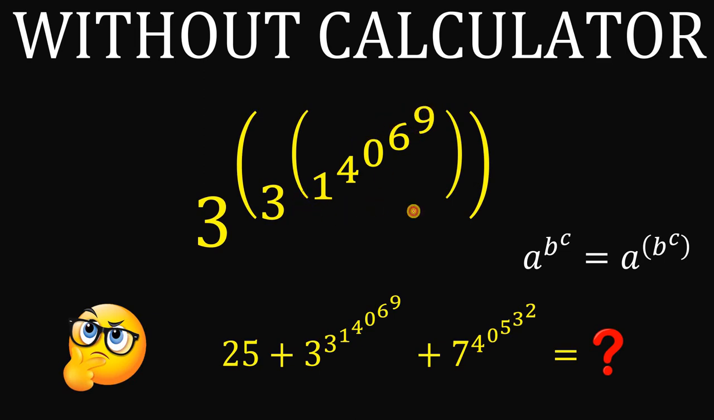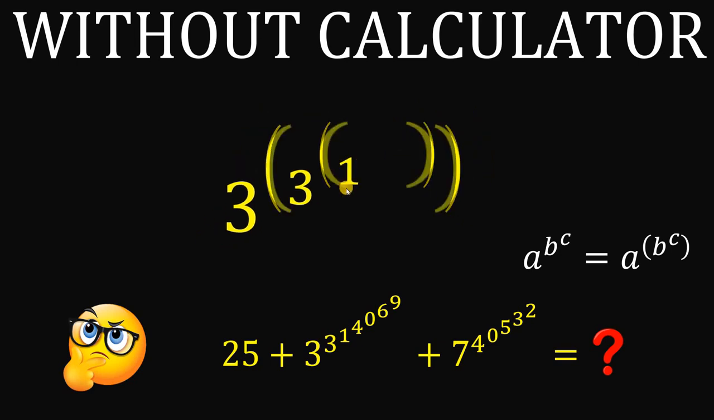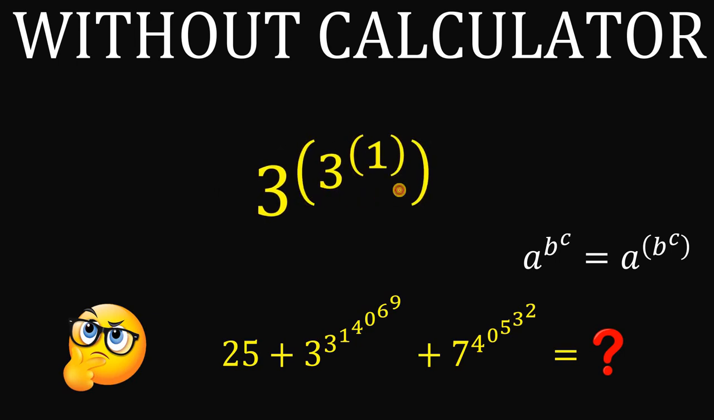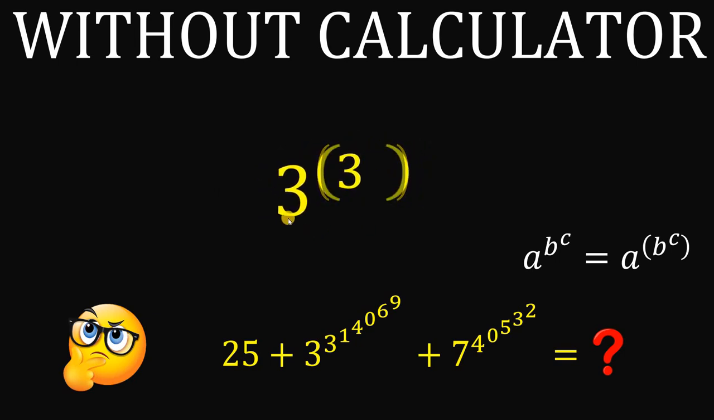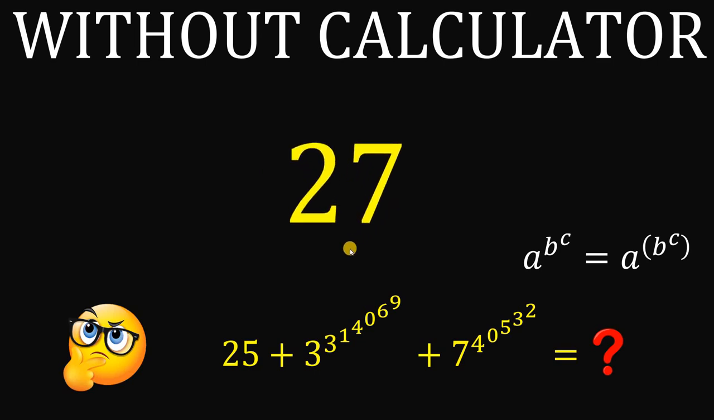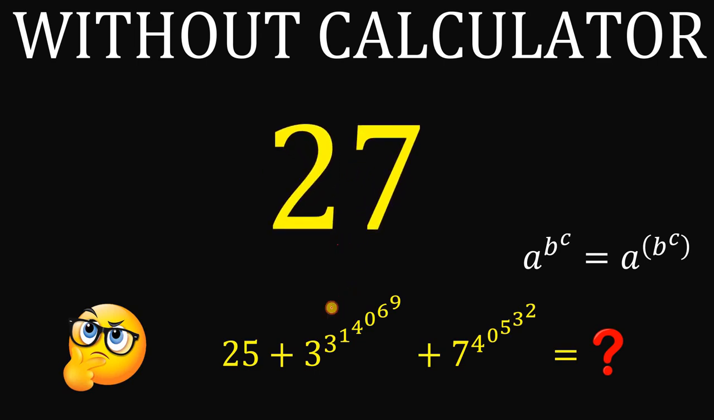And we can now evaluate this. Because 1 raised to some large number is just 1. And 3 raised to the power of 1 is just 3. And 3 raised to the power of 3, 3 times 3 times 3, will give us 27. And that is the value of the second expression. So this is the value of this.